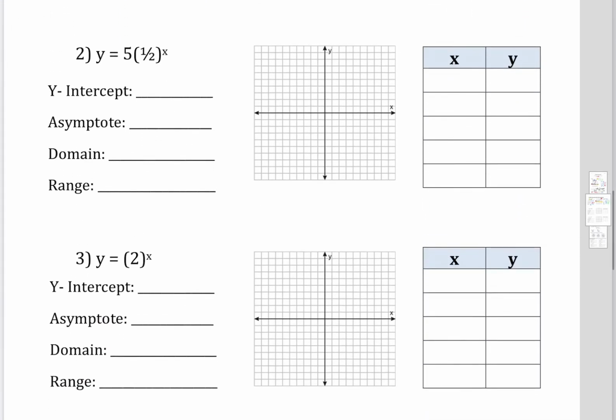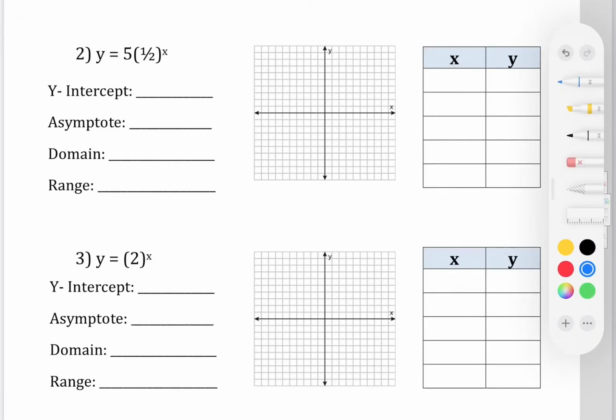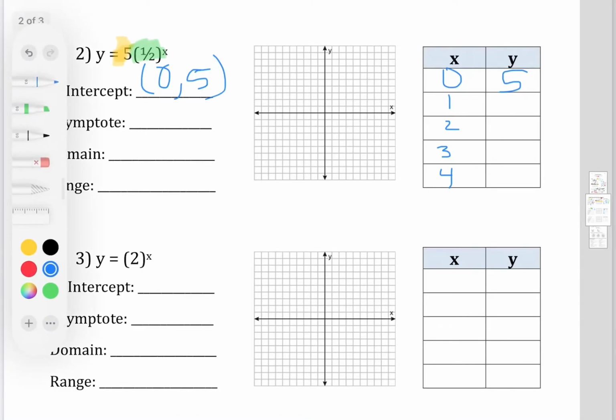Okay, I'm going to do one more with you. So in this one here, nice and easy. Okay, my y-intercept is the initial value. The initial value is the number in the front. The number in the front is a 5. So that's my initial, my starting number on my table. We're going to put 0, 5. My multiplier for this one is a fraction, 1/2. So what that means is I'm going to take my y numbers from my table. I'm going to multiply each of them. I'm going to cut them in half.